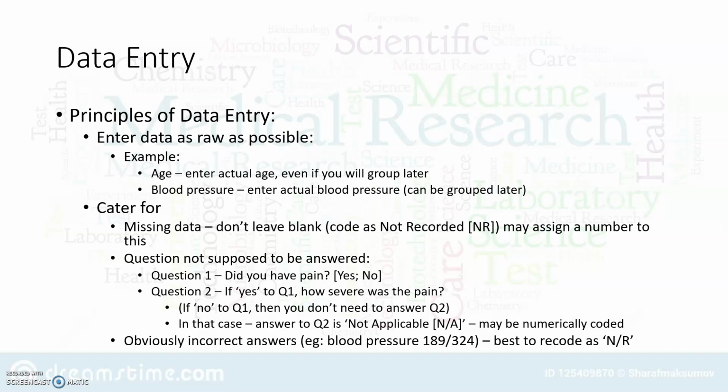Then think about data that are obviously incorrect. So somebody misenters the blood pressure 189 over 324. That can never be a human blood pressure. In that situation, it's best to recode such incorrect data. Before you start your analysis, recode such obviously incorrect data as NR, not recorded.